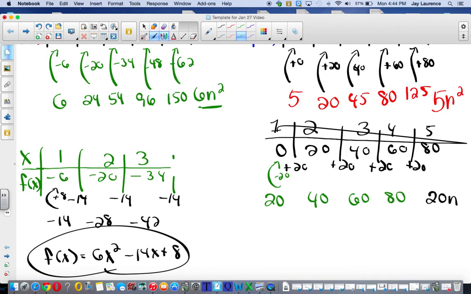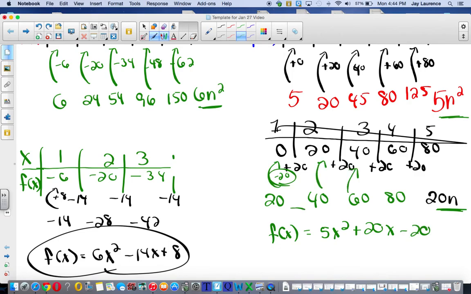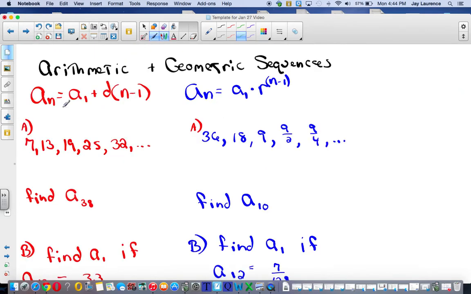So this function is going to be f of x equals the 5x squared from there. Then we're going to have the plus 20x from here, but then we're going to have to subtract 20 every time, minus 20. There we go. There is our function. All right, I'm glad to be done with that section, only because I keep making so many silly mistakes. Hopefully a new section and I'll have a fresh look on things.